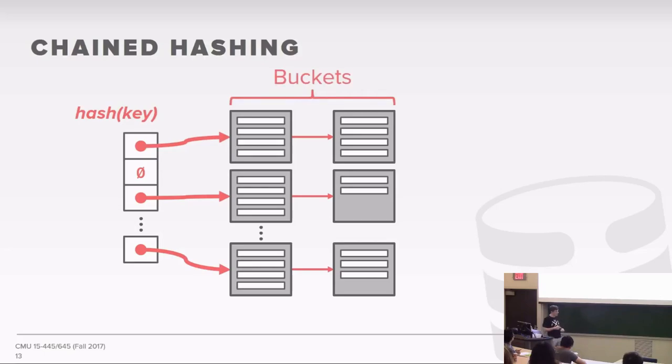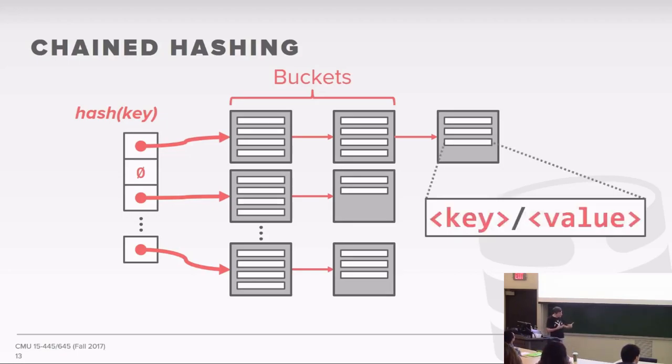Because you may want to spill this to disk. And then if I want to do an insert into a bucket that's already full, then I just extend the chain out, add a new bucket, and then I can insert my new entry there. So now the key thing to understand here is that in each element in a bucket, we need to store both the key and the value, right?